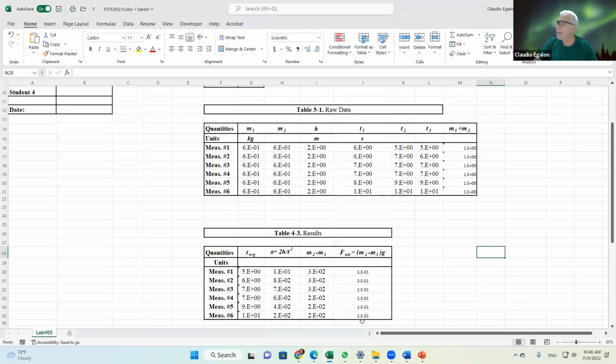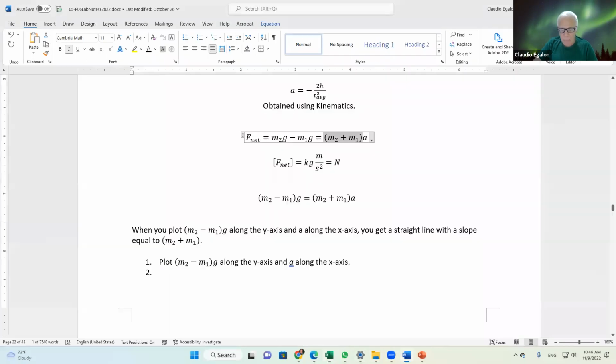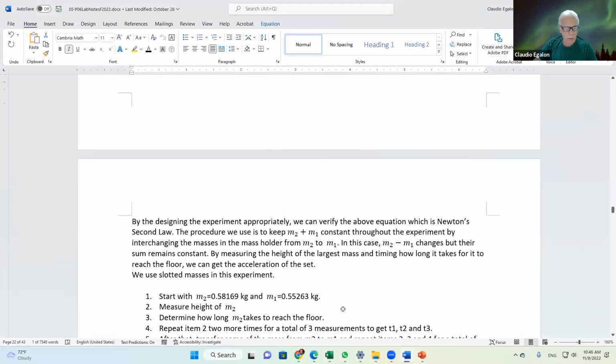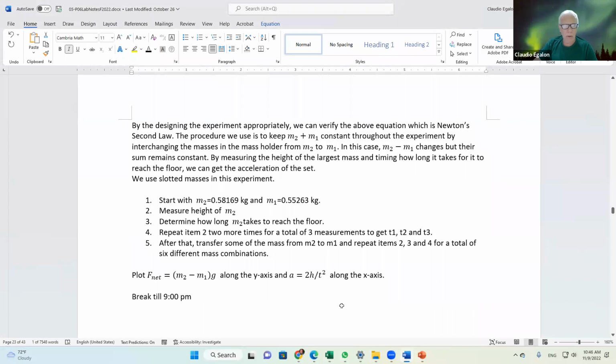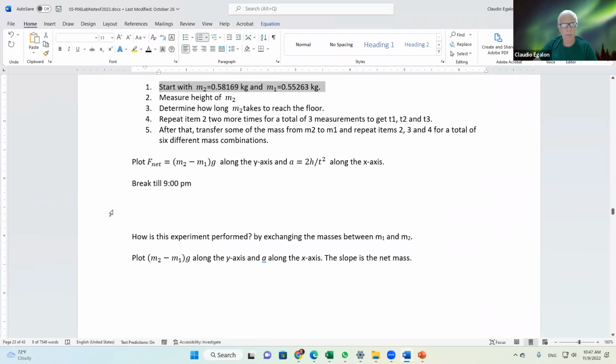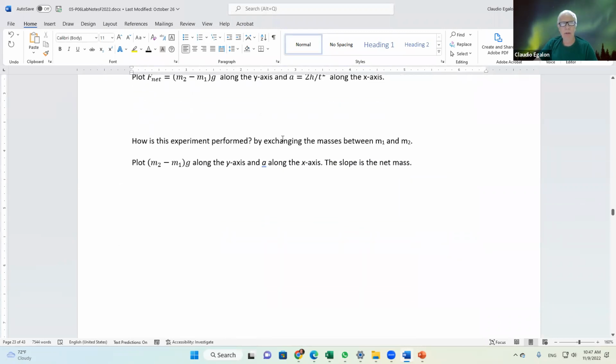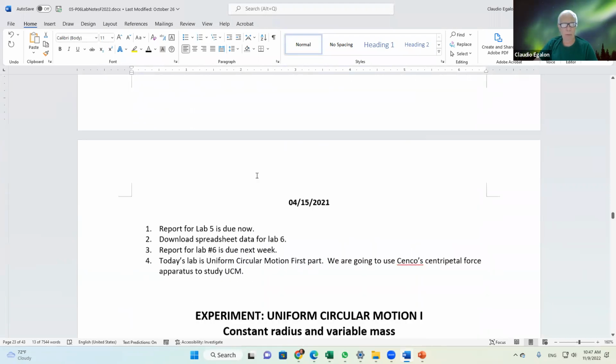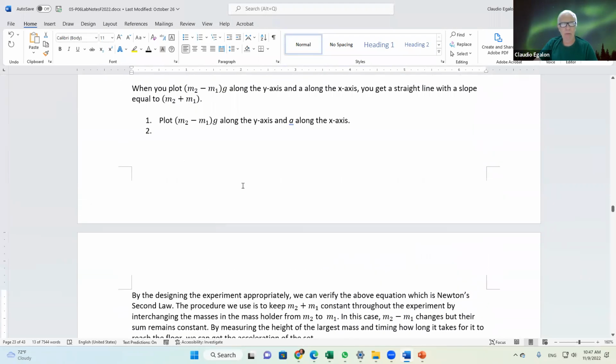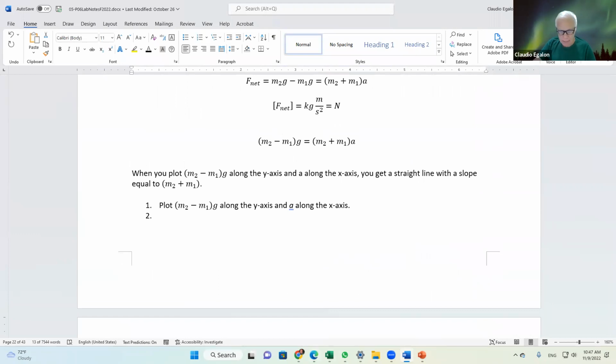So let's see how you're doing there. Do I have any questions? Let's see if I have anything else here to share with you. So here's all the instructions, right? By exchanging masses between M1 and M2. That's how it's done. Let's see how you folks are doing there.